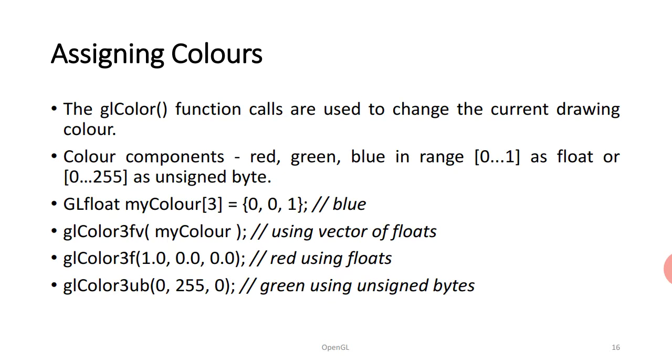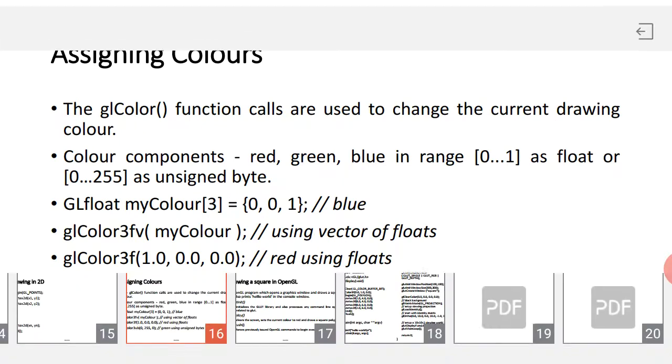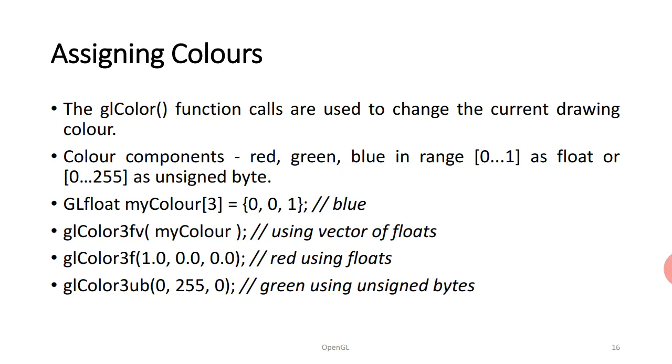Then you can also assign colors in OpenGL. For that, the glColor function can be called. It takes the color components red, green, blue in the range 0-1 as float or 0-255 as unsigned byte. For example, if you write GLfloat myColor[3] = {0,0,1}, then this myColor vector is storing the color blue, that is 0 0 1. Similarly, you can use vectors for the other colors also.